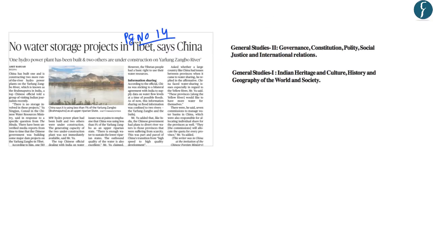Now, this article on page number 14 talks about the issue of dams which are being built by China in its Tibet region. In this news article, the Chinese officials have denied that there will be any water storage projects in Tibet. This will form a part of the General Studies paper 2 under the topic International Relations, and it can also be a part of the General Studies paper 1 under the topic Geography of the World in the subtopic Resource Geography.